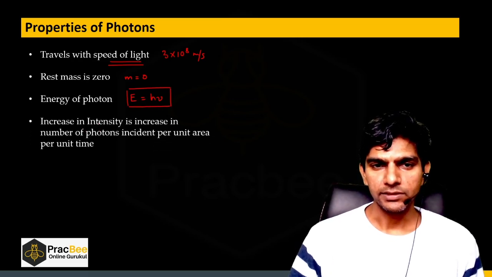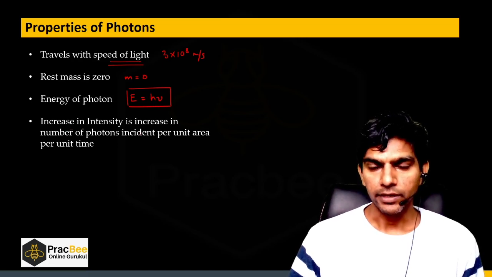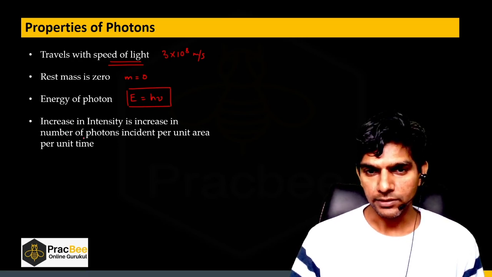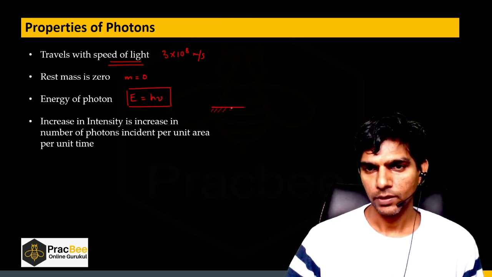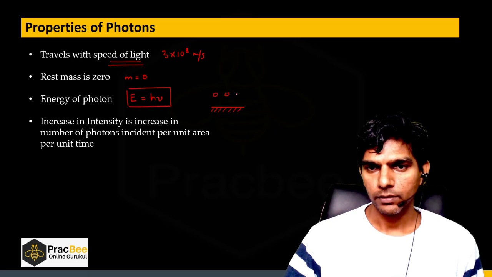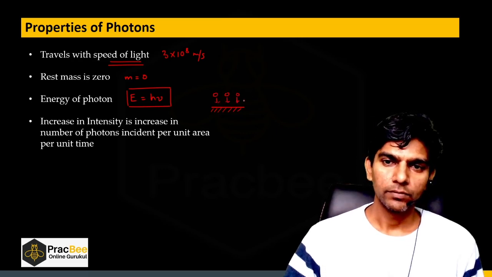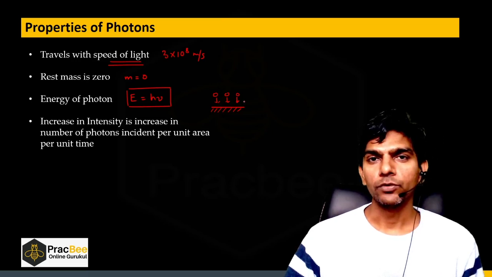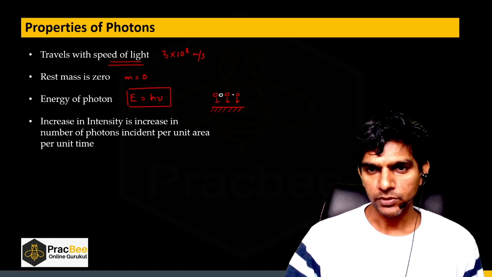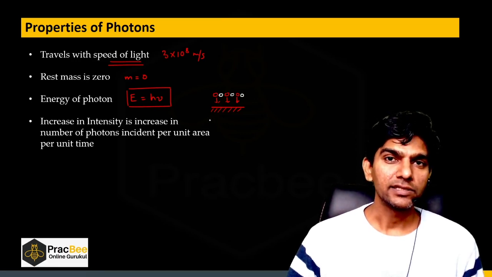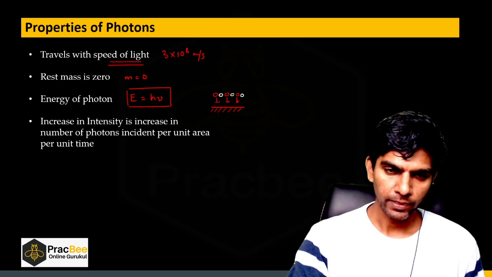If I want to increase the intensity of radiation, it can be done by increasing the number of photons incident per unit area per unit time. Suppose there is an area, and let us say 3 photons strike this area normally in 1 second. Now, if I want to double the intensity, I can double the number of photons. Suppose we have 6 photons, now the intensity has doubled. So do remember this, by increasing the number of photons, we can increase the intensity.